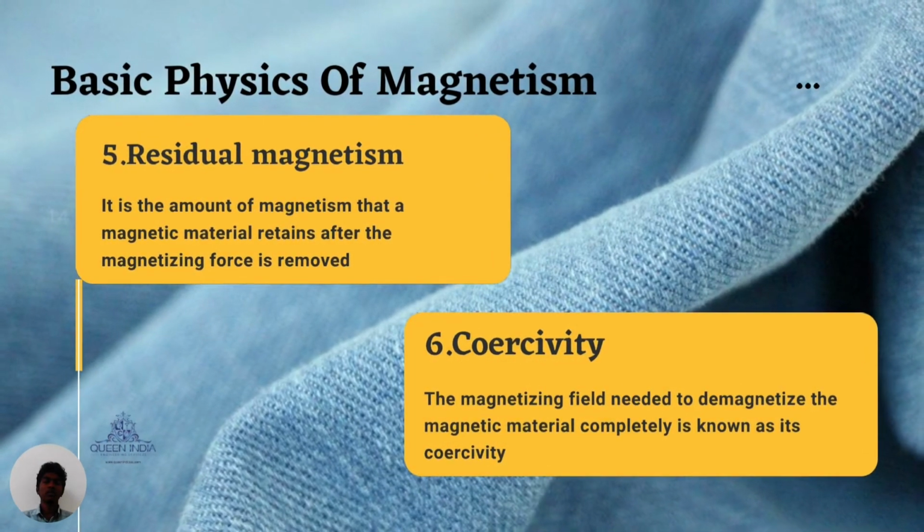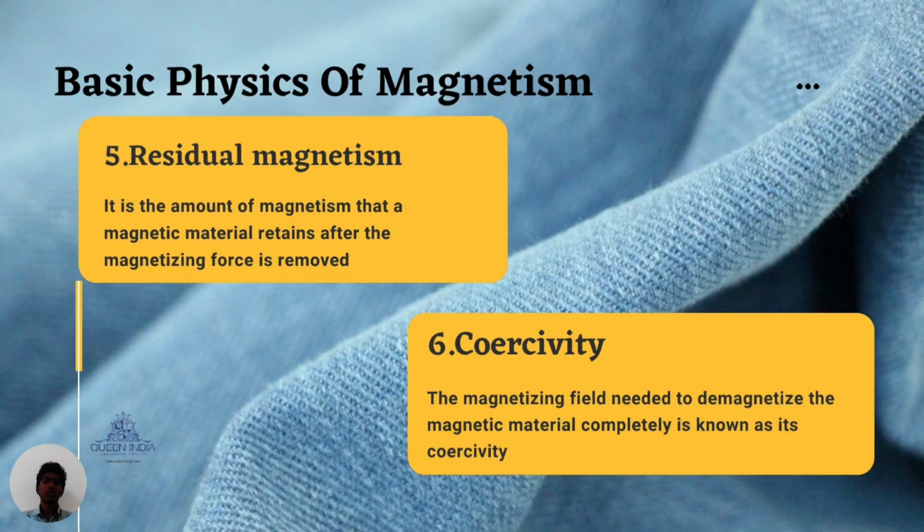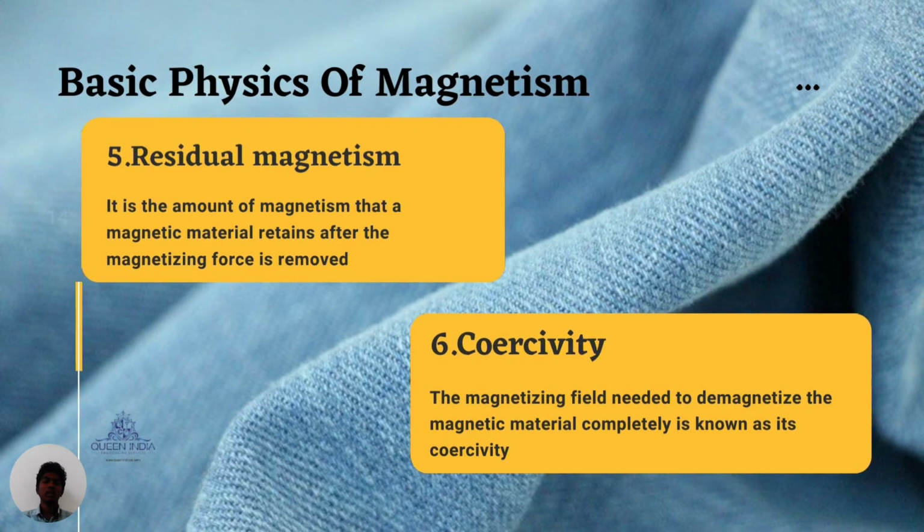Residual magnetism. It is the amount of magnetism that the magnetic material retains after a magnetizing force is removed. Coercivity: the magnetizing field needed to demagnetize the magnetic material completely is known as coercivity.